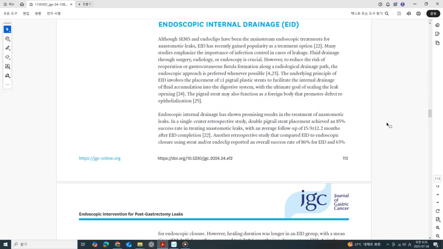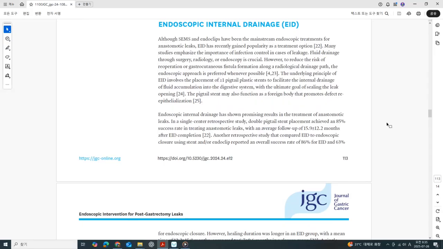How effective is this approach? Quite promising. One study reported 85% success. Another compared EID directly with just trying to close the leak endoscopically and found EID had an 86% success rate versus 63% for closure alone. That's a significant difference. It is, although sometimes the healing process with EID might take a bit longer. One study mentioned 12 months versus about 7 months for closure methods, but the benefits can outweigh that.